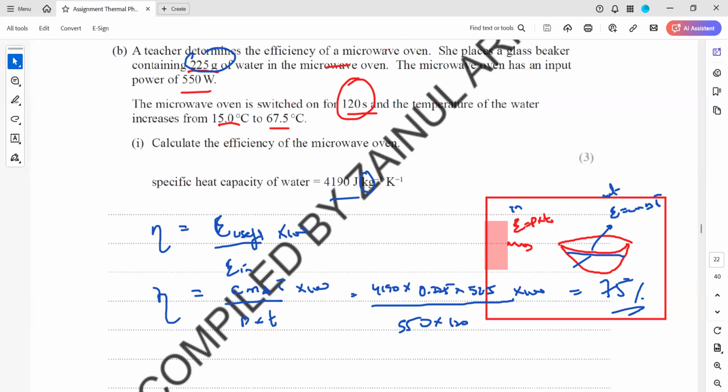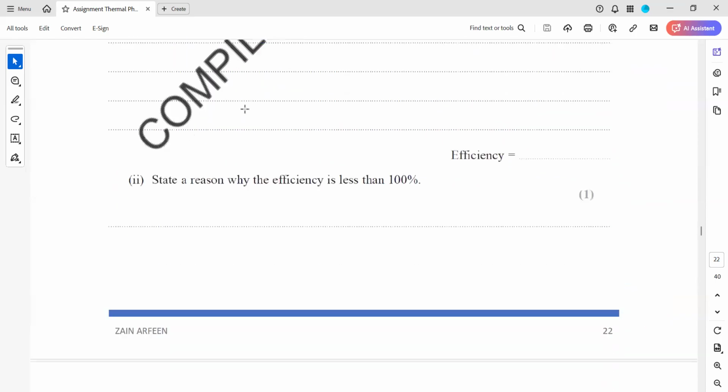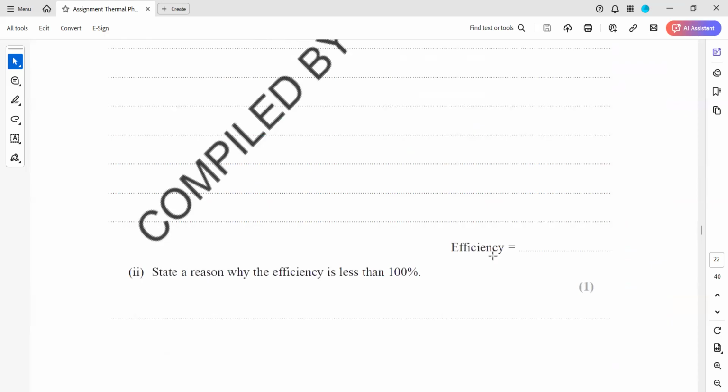Usually very straightforward questions are there in thermal physics. You don't have to do a lot of changes in the formula. State a reason why efficiency is less than 100%. That's a general question they can ask. Because what will happen? Not all of the energy from the microwave will be absorbed by the water. The flask, the container, will also absorb some energy.